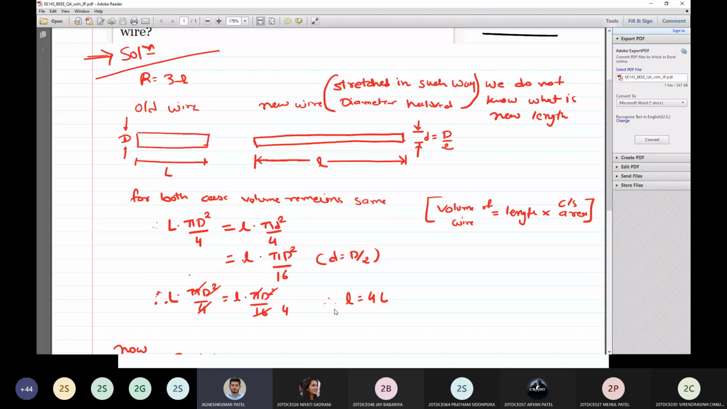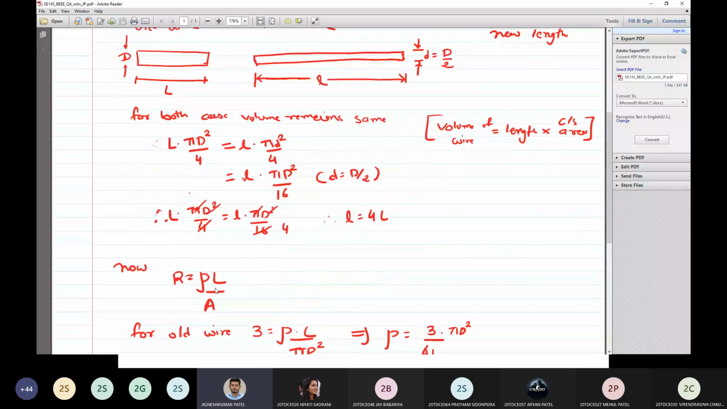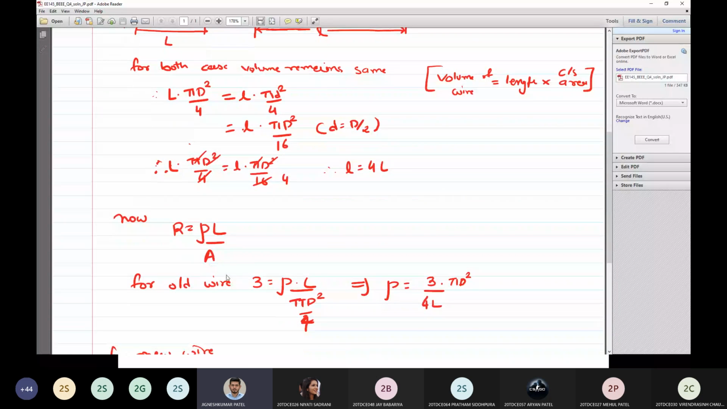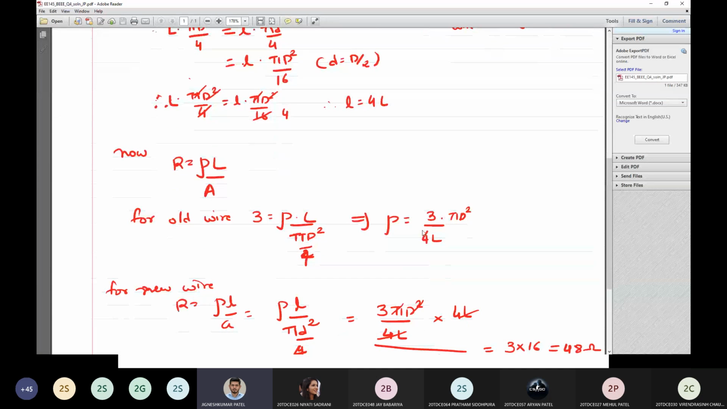Okay, so I have the new information now. Using this new information, I can get the new resistance of this wire. Now we know that R is equal to rho L by A. From this equation, for the old wire, R is 3 ohm, equal to rho L by pi d square by 4, that is the cross section area. So I can get my value of rho that I will replace in the case of the new wire.